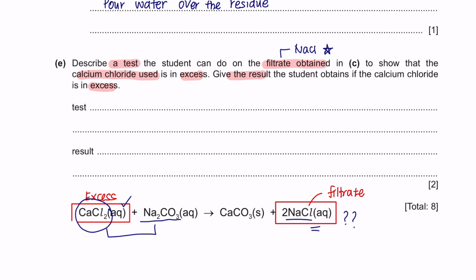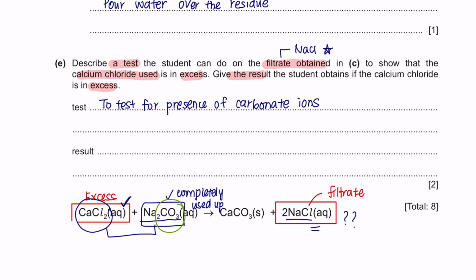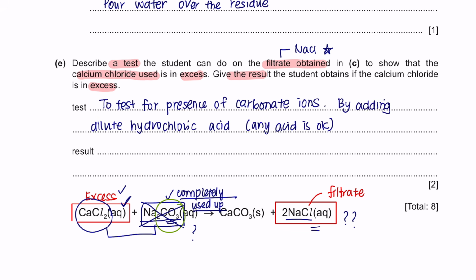If the calcium chloride was in excess, it means that all the sodium carbonate has been completely used up during the reaction. Therefore, what we can do is test for carbonate ions. Why are we testing the presence of carbonate ions? Because we want to check whether or not there is any carbonate ion present. If this was in excess, it tells us that there should be no carbonate ion present anymore because it was completely used up. So we can do this by adding hydrochloric acid and check if there is any effervescence in the result.